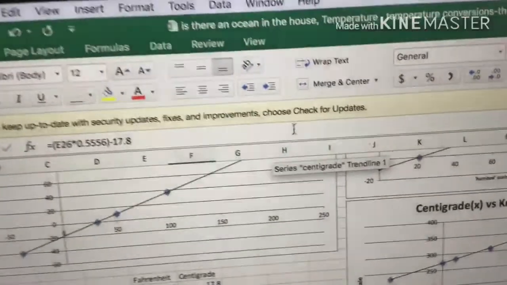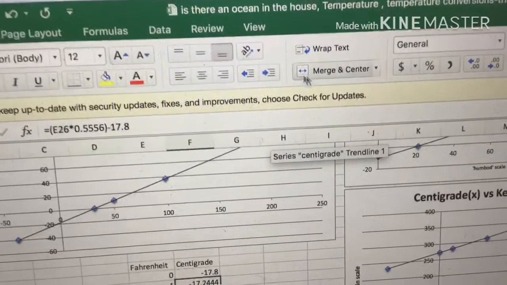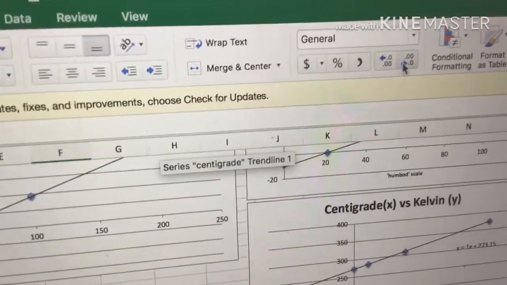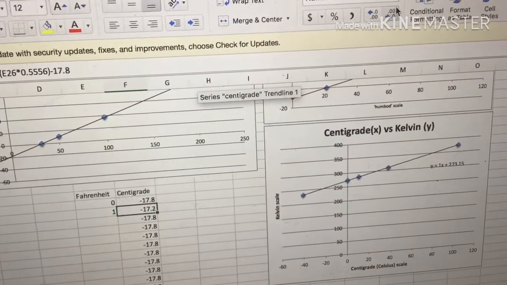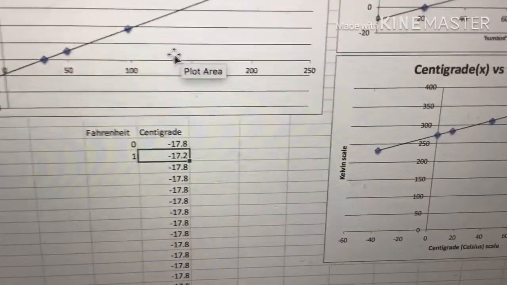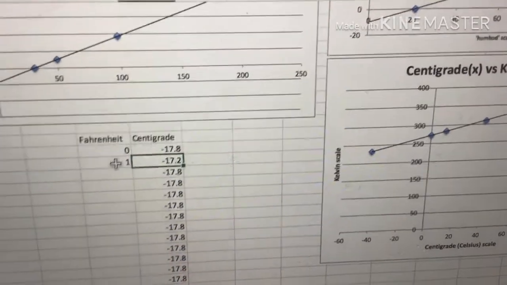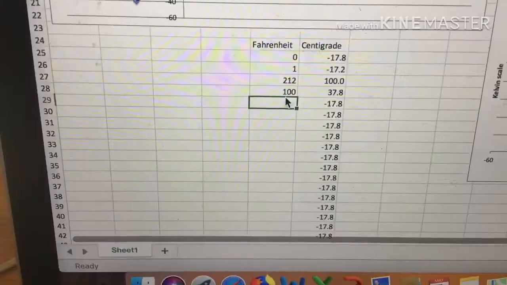When you're using Excel, you can use this little square up here, and that can bring your significant figures down to something sensible. What level of accuracy can you actually measure? So we've done this here, over here.